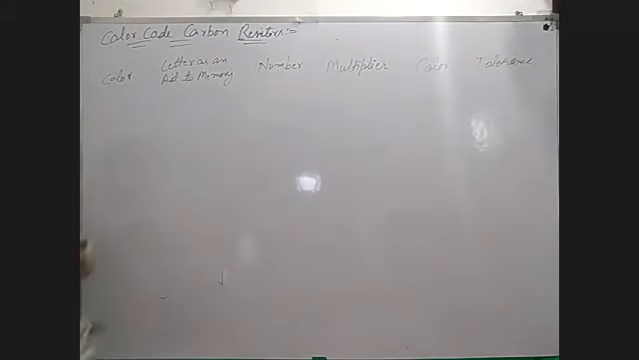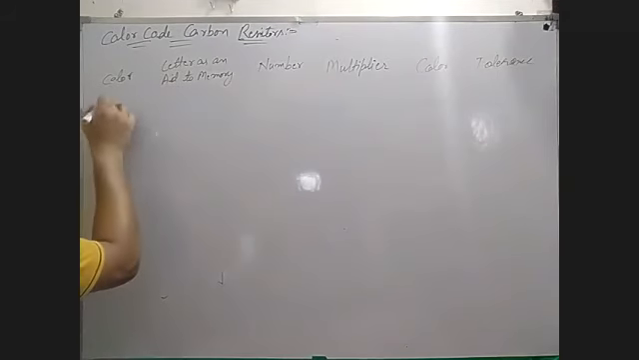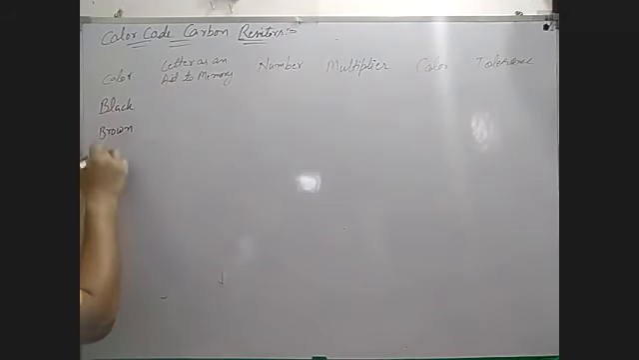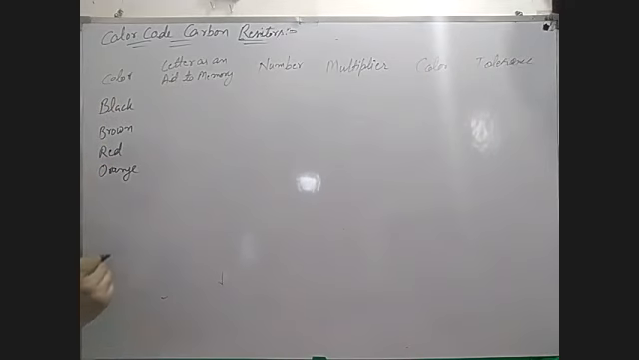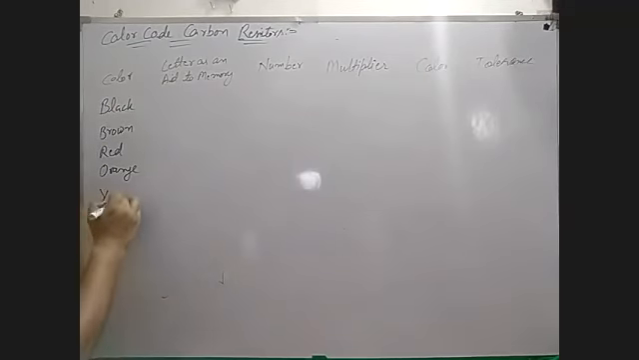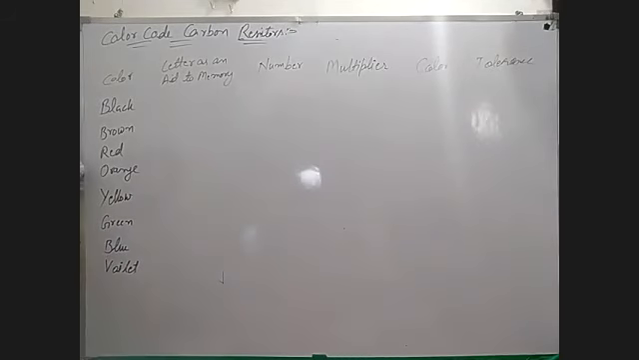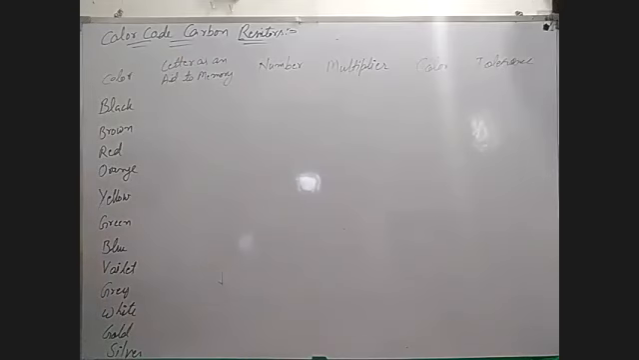What is this table? Black, brown, red, orange, yellow, green, blue, violet, gray, white, and then gold and silver. Now the letter as an aid to memory.